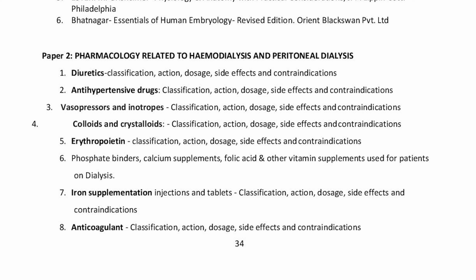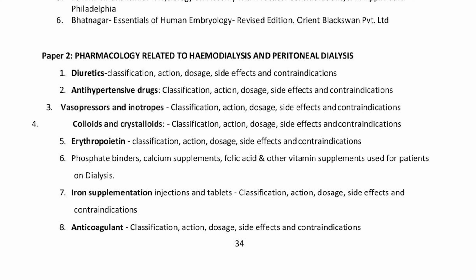3. Vasopressors and inotropes: classification, action, dosage, side effects and contraindications. 4. Colloids and crystalloids: classification, action, dosage, side effects and contraindications. 5. Erythropoietin: classification, action, dosage, side effects and contraindications. 6.